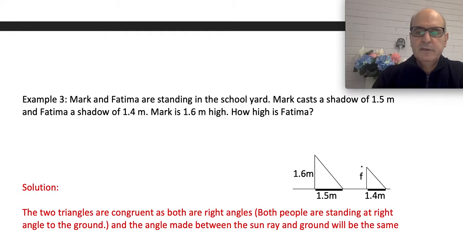Now we want to see how high Fatima is. What you need to again remember, this is the ground and this is the ground, and people stand in a vertical position. So that means this angle is 90 degrees and this angle is 90 degrees as well. And when two shadows are formed at the same time, the rays coming from the sun are parallel. So in other words, this and this are parallel lines, and this and this, both of them are on the ground.